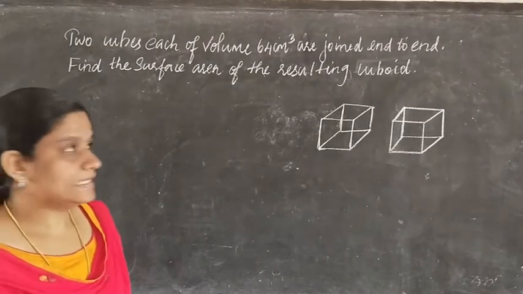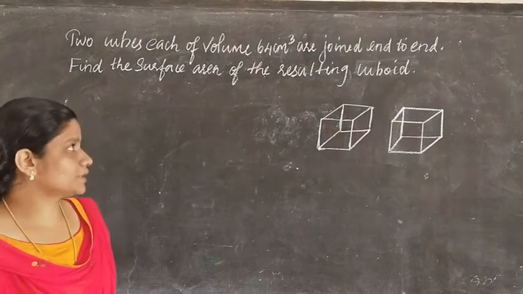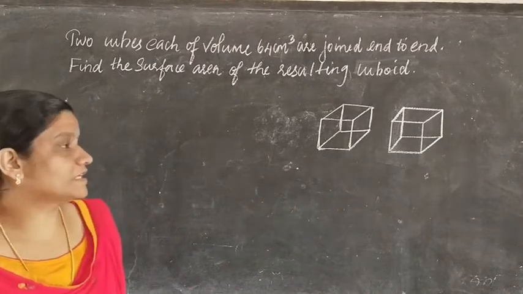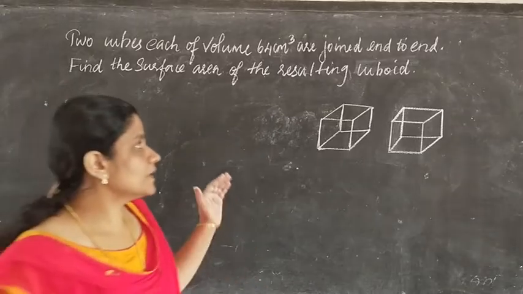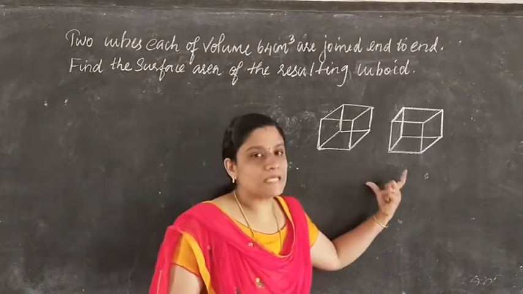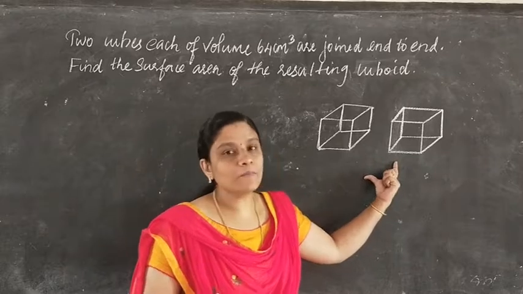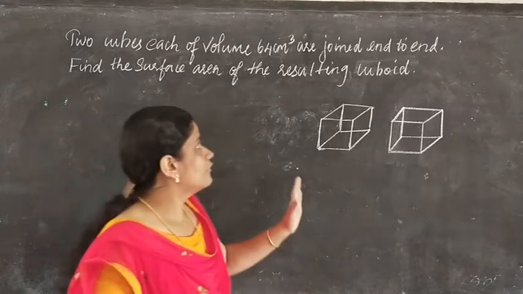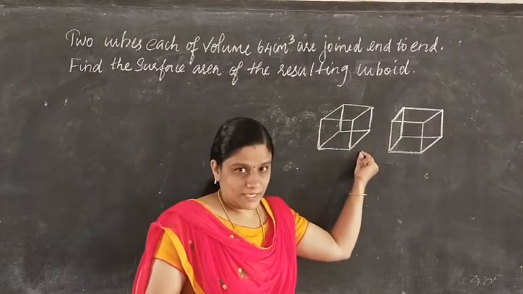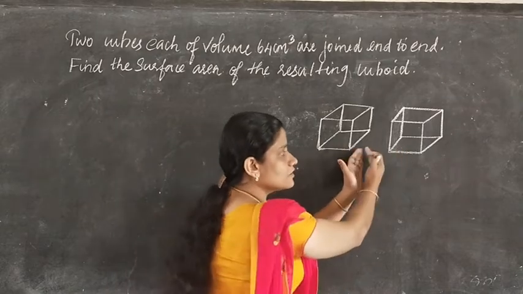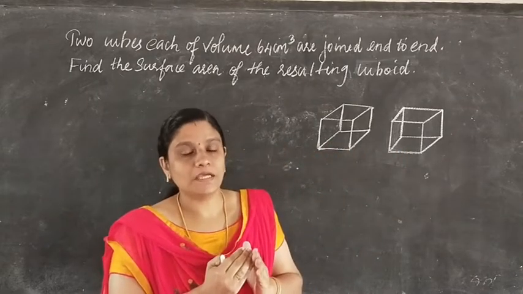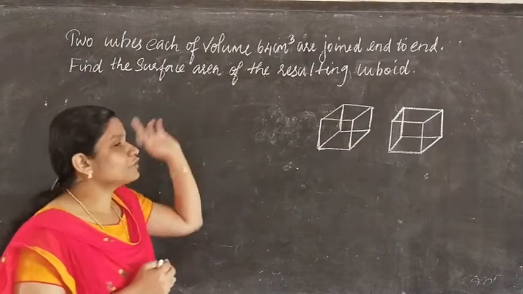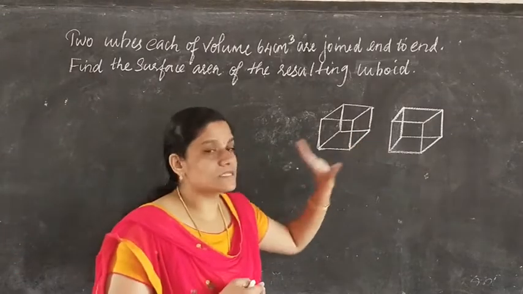Two cubes, each of volume 64 centimeter cube, are joined end to end. Find the surface area of the resulting cuboid. Here in this question, two cubes are given to us, and the volume of each cube is 64 centimeter cube. When these two cubes are joined together, what will we get? Yes, we will get a cuboid. The question is, we have to find the surface area of that cuboid.